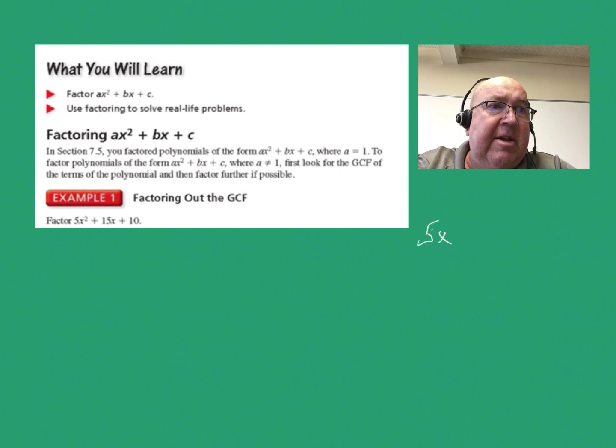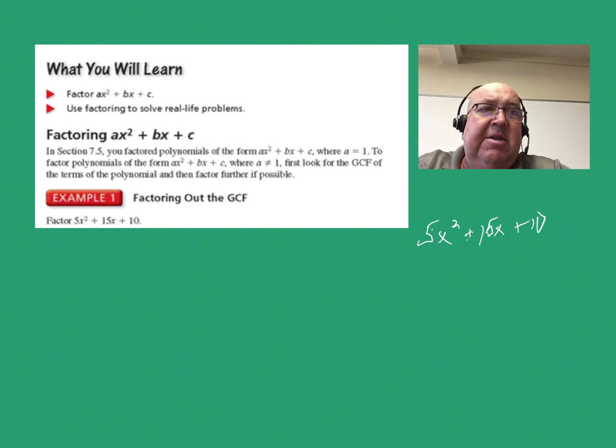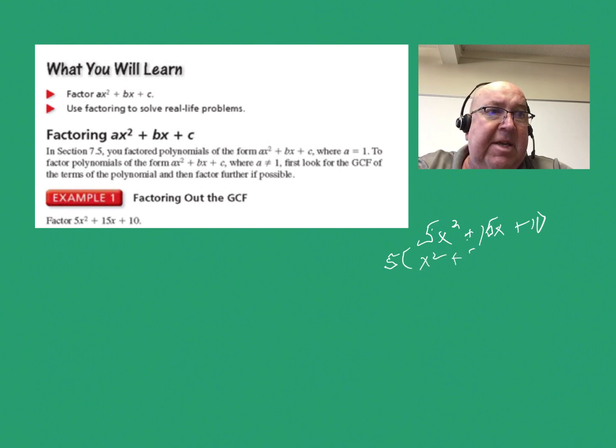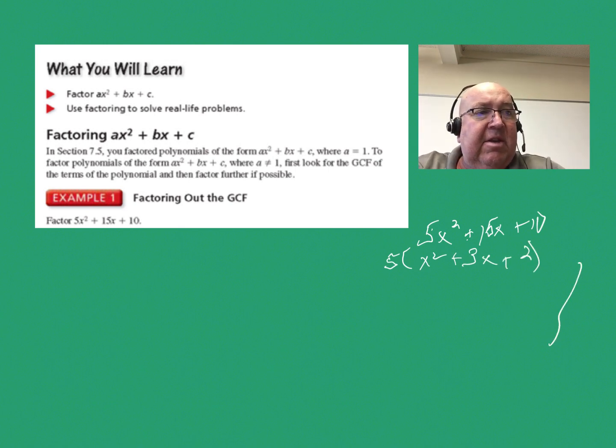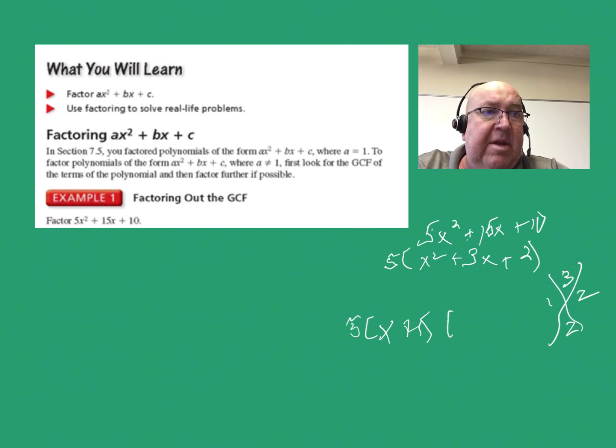So if I have the equation that's written 5x squared plus 15x plus 10, I know that I can divide all three of those by 5. So if I take a 5 out, I'm left with x squared plus 3x plus 2. And now I'm looking for what multiplies to 2, adds up to 3, and it's 1 and 2. So I'm going to leave my 5 there. x plus 1, x plus 2.